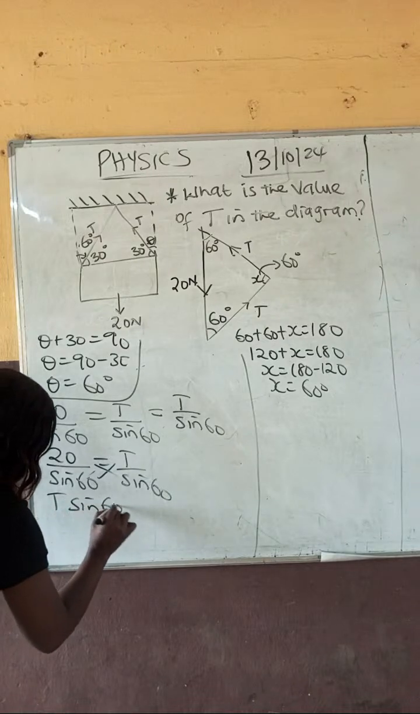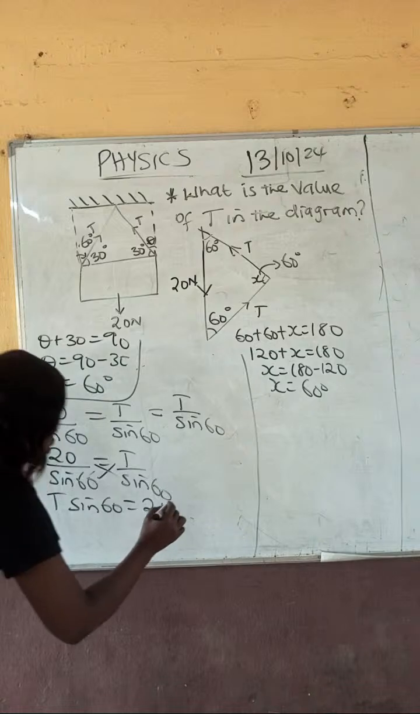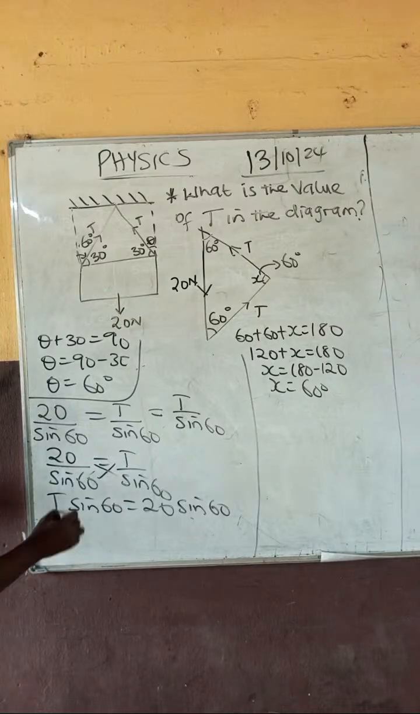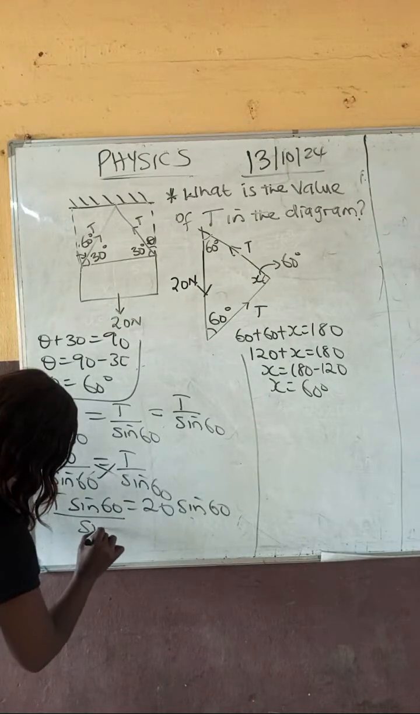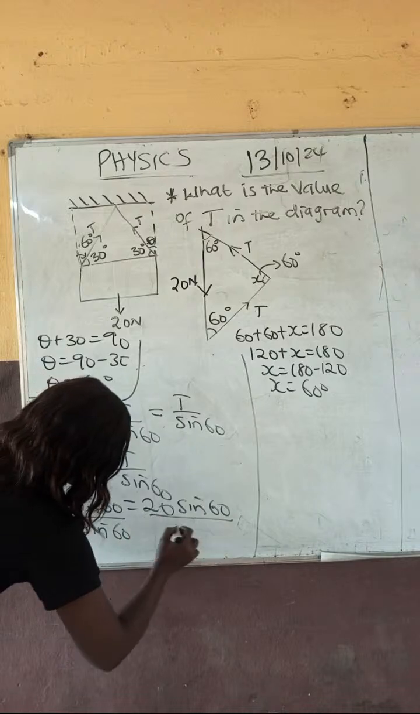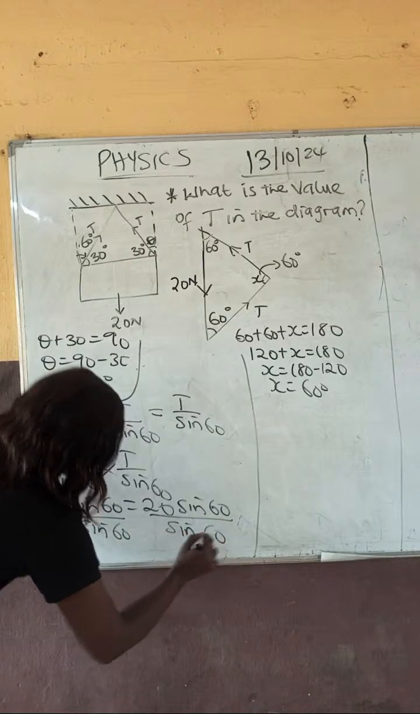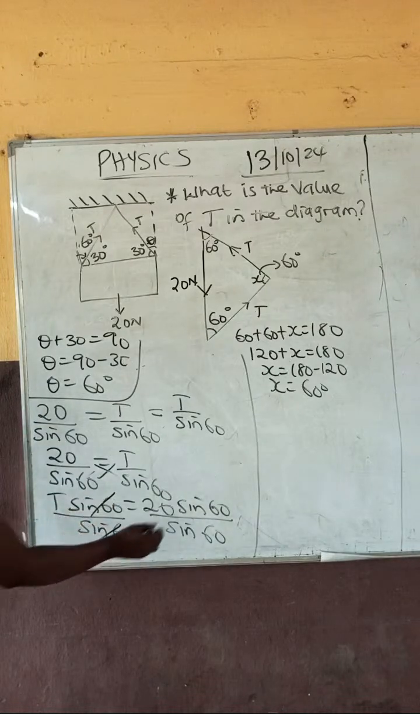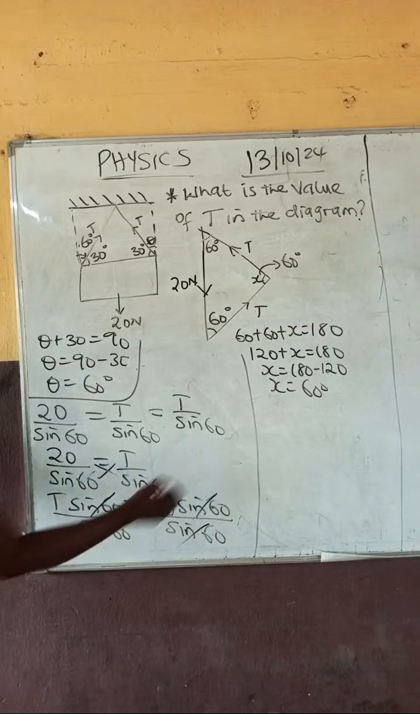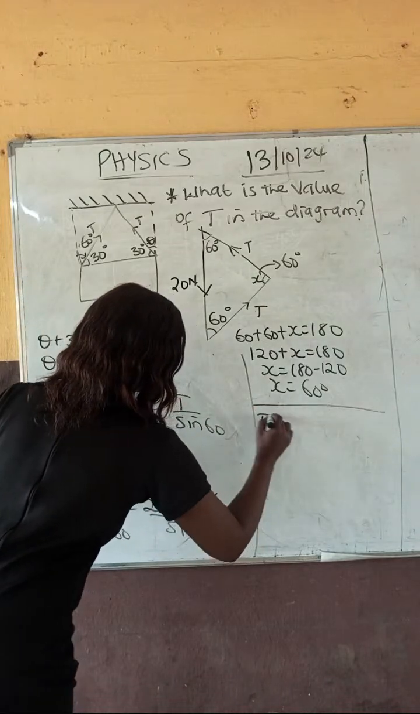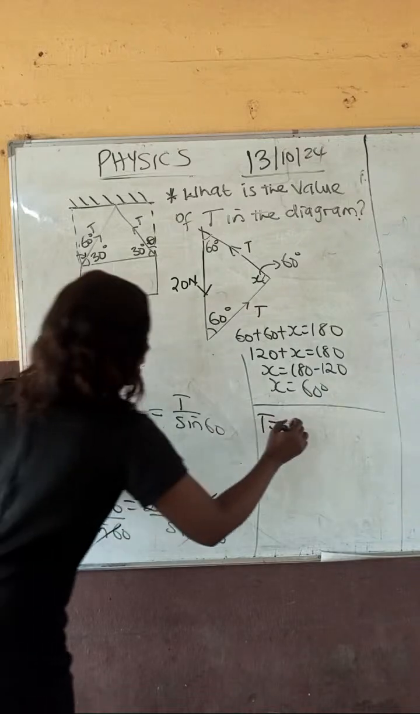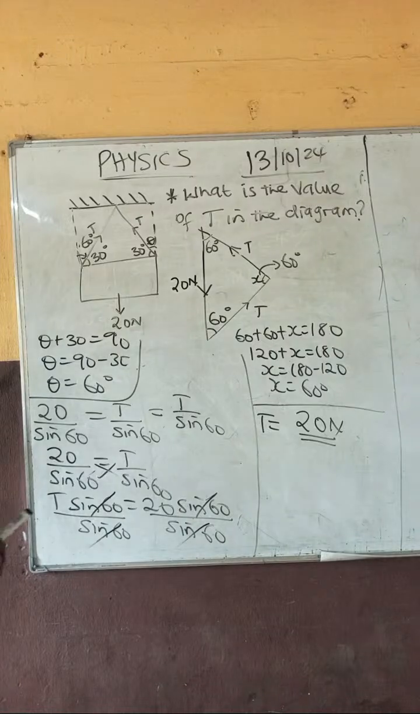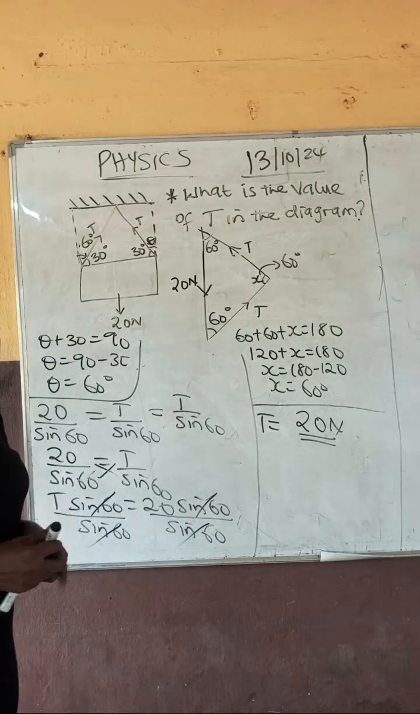T sine 60 is equal to 20 sine 60, right? Then I divide both sides by what? Sine 60. Now this will cancel. I cancel this. I cancel this. I am left with what? I am left with T, right? And T is equal to 20 Newton.